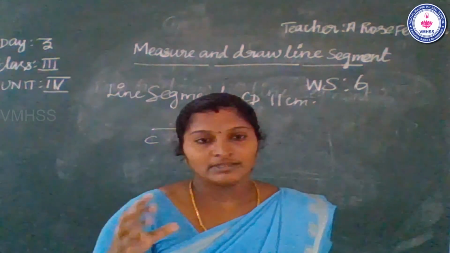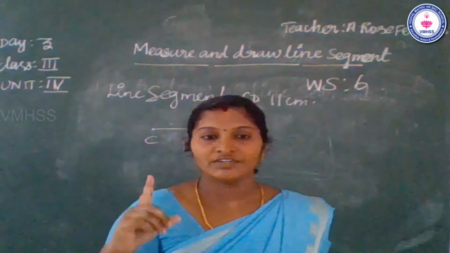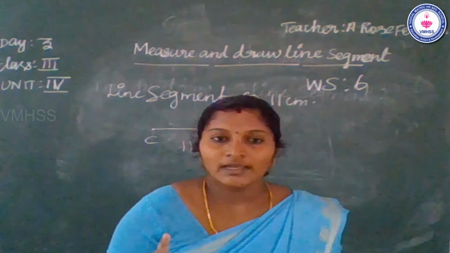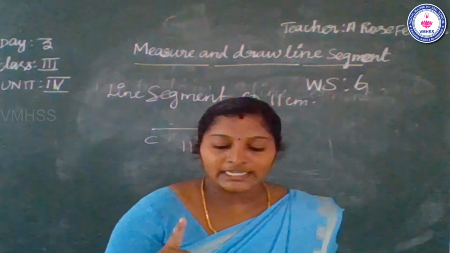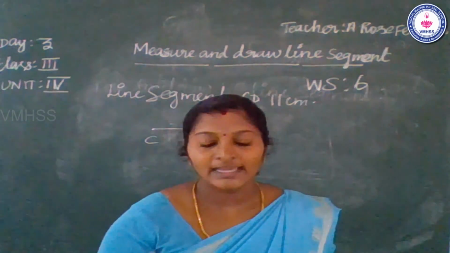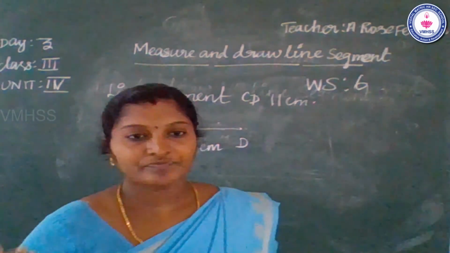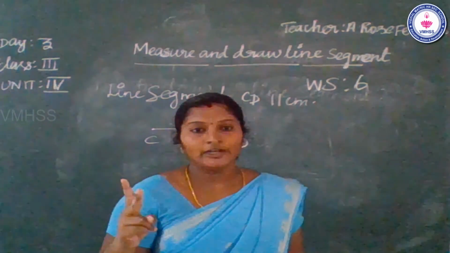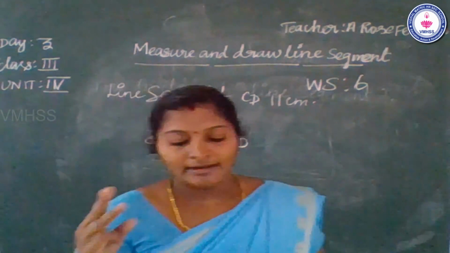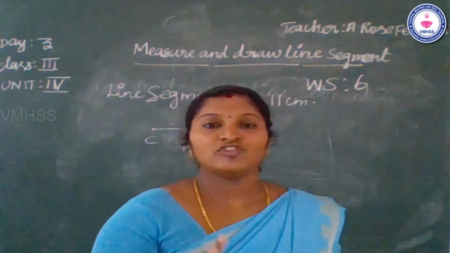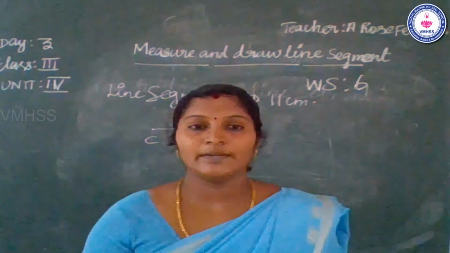Okay, some rules are there. What is the first rule? Keep the 0 centimeter end of the ruler on point A. Count till you reach point B. Read the marking on the ruler at point B. This is the second rule. What is the third rule? Write the measurement in centimeter. So this is how to measure a line segment.